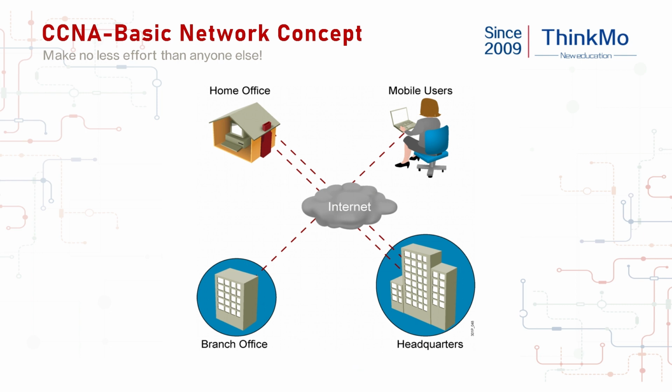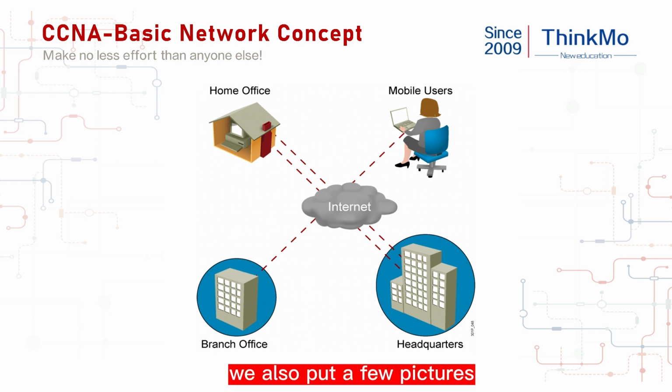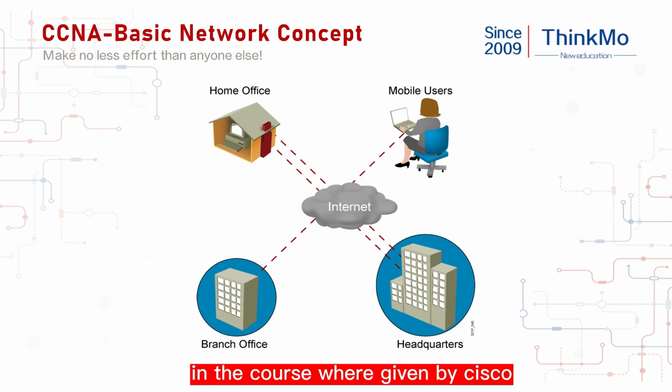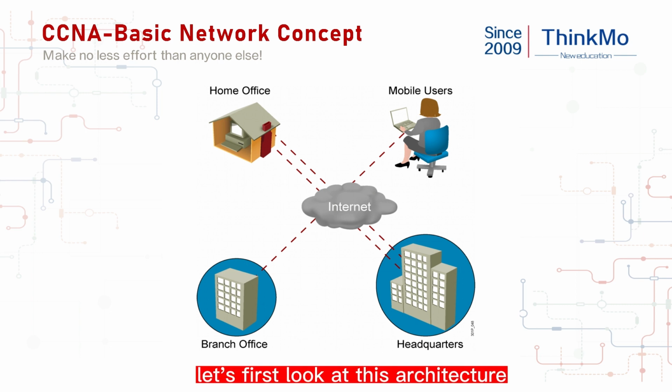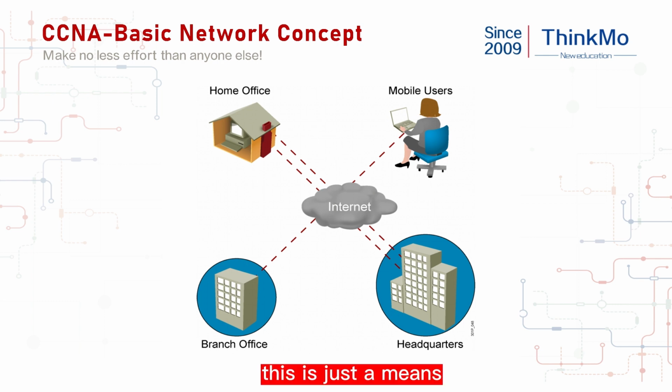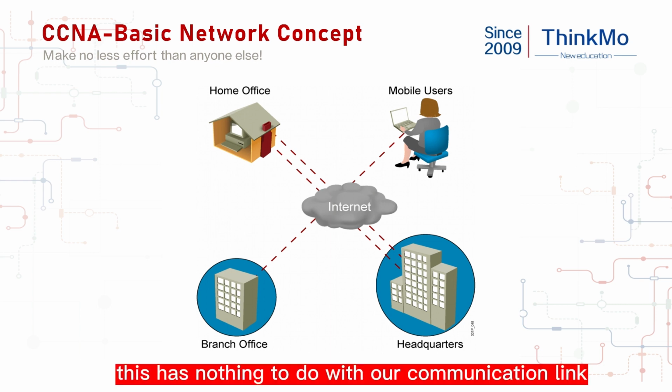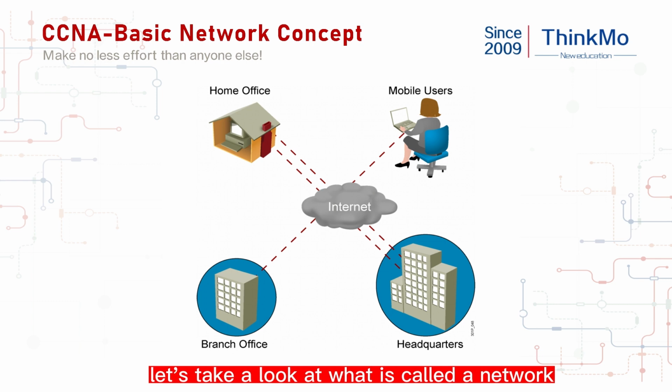So, similarly, we also put a few pictures from the courseware given by Cisco to explain to everyone. Let's first look at this architecture. This is our network. We won't mention how to burn; this is just a means of industrialized production equipment. This has nothing to do with our communication link. Let's take a look at what is called a network.